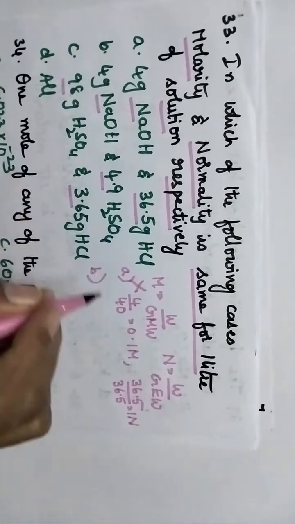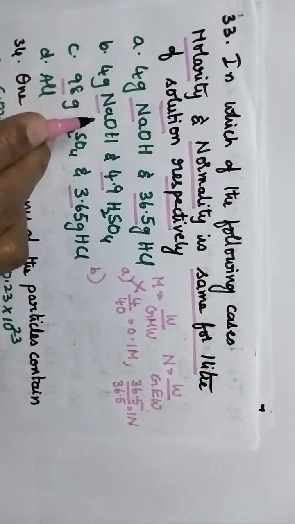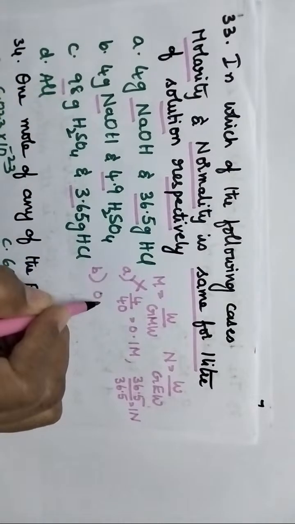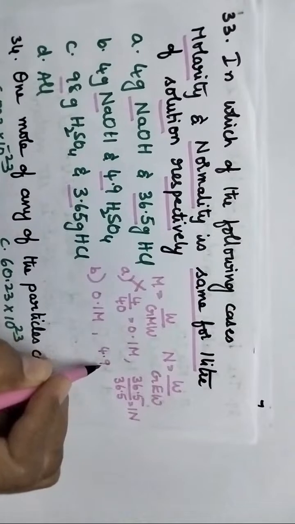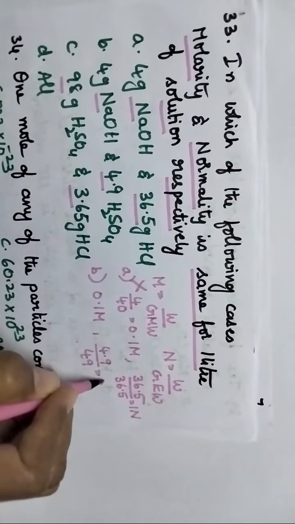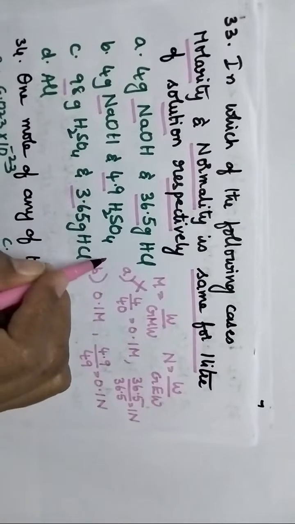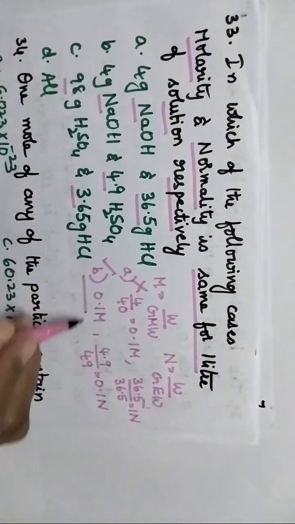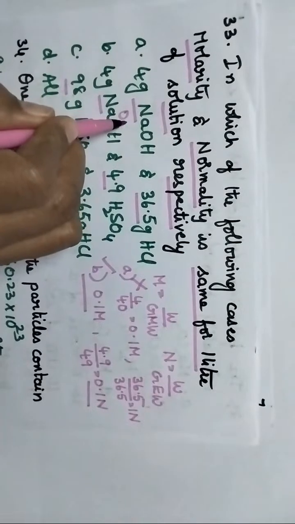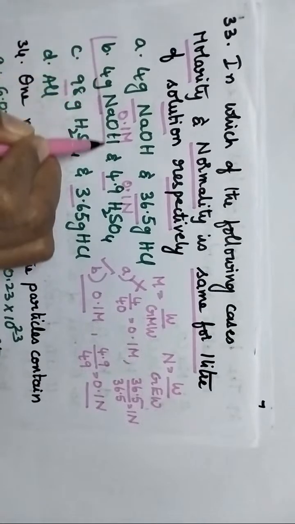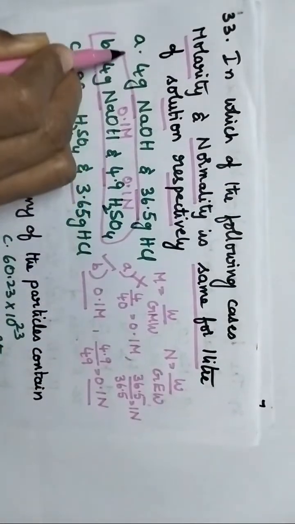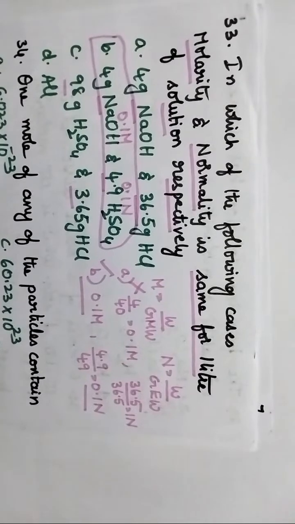Coming to option B, 4 gram in 40, 0.1 molar solution. Very good, Rajeshwari gave the right answer. For sulfuric acid, it is 4.9 divided by 49, and that is equal to 0.1 normal. For option B, both molarity and normality will have the same answer. So option B is the right answer. Clear? Very good, Sai.